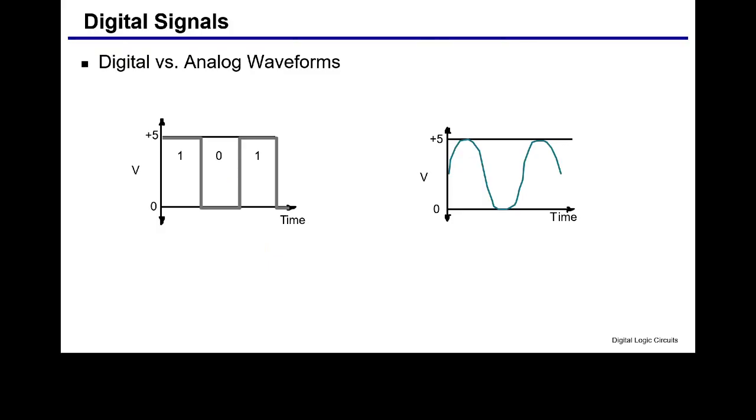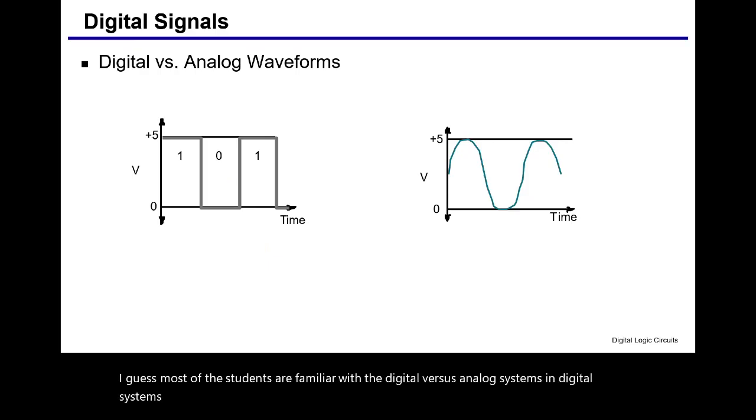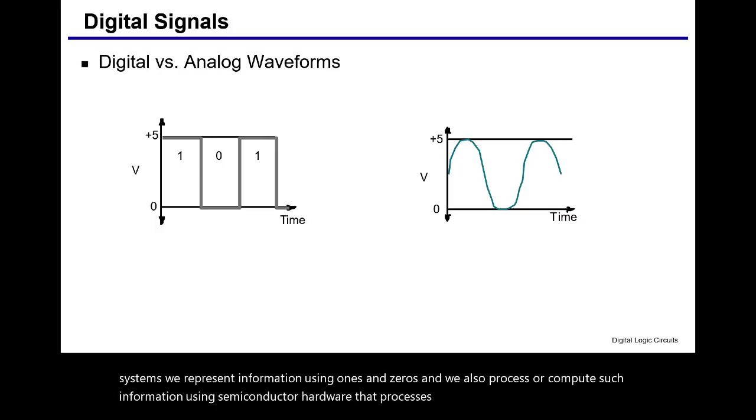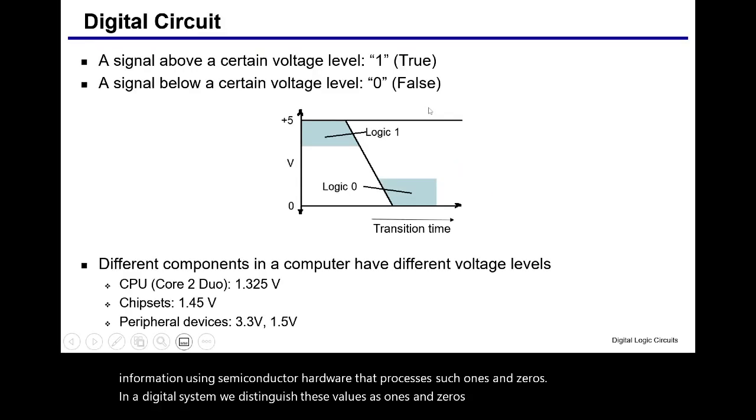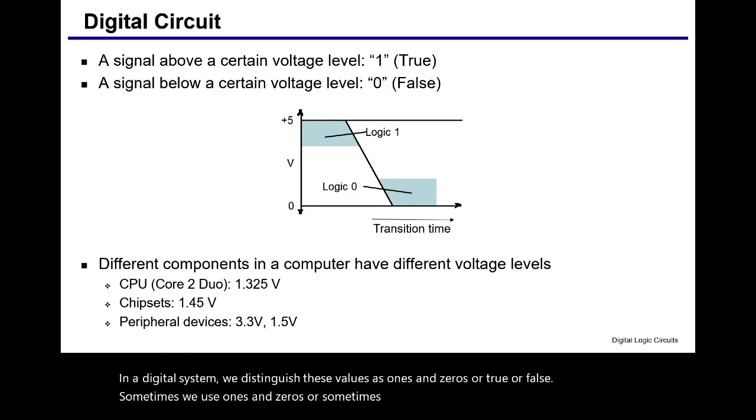I guess most of the students are familiar with digital versus analog systems. In digital systems, we represent information using ones and zeros, and we also process or compute such information using semiconductor hardware that processes such ones and zeros. In a digital system, we distinguish these values as ones and zeros, or true or false. Sometimes we use ones and zeros, or sometimes we just call these true or false values. They are essentially the same.